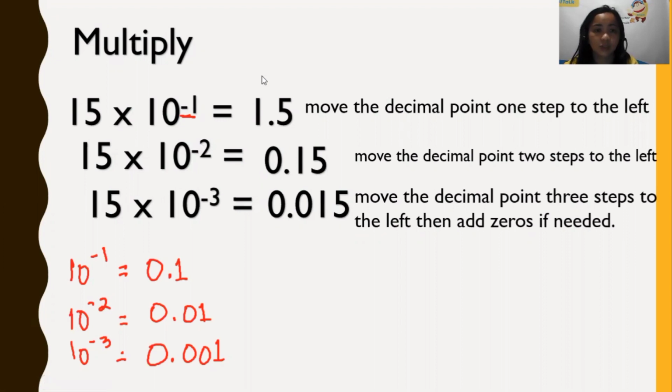So, ang shortcut ko naman dyan, kung ano yung exponent, yun yung bilang ng pag-move mo. Dahil negative number siya, ang move mo to the left. Again, pag negative exponent ang meron sa 10, sa base natin na 10, kung ano yung number ng exponent, yun ang bilang ng move.